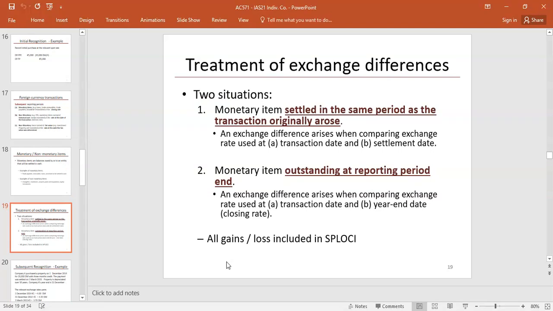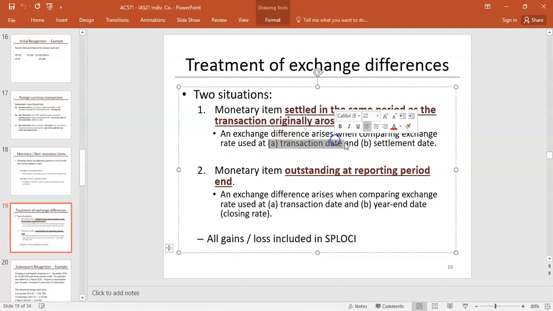Since the main complications arise with your monetary items, you're going to have two situations. We'll just explain it in narrative format first, and then we'll go through the same example again, just to consolidate our knowledge. So the first situation is where the monetary item is settled in the same period as the transaction arose. That means in the same year, you buy the goods on credit and you pay for them in dollars as well. So there's going to be an exchange difference from the transaction date to the settlement date. Because at the year end, the transaction is settled, so it doesn't appear on any balance sheet. The trade payable or the trade receivable have all been removed. So that's the more straightforward one.